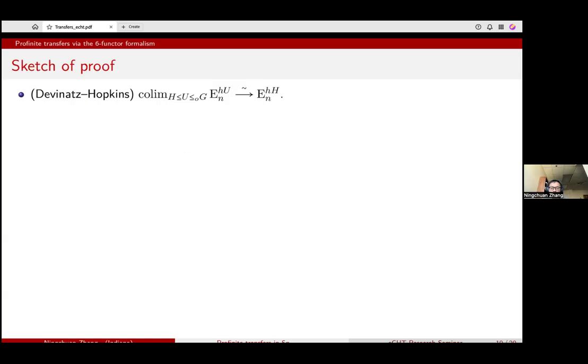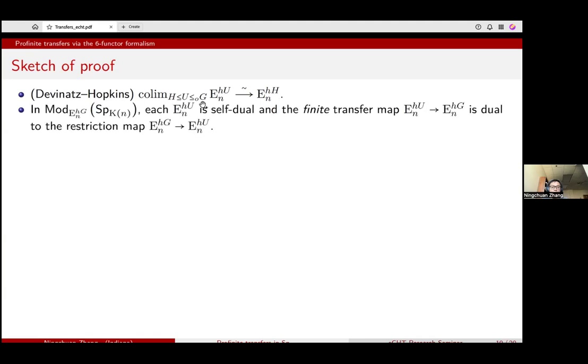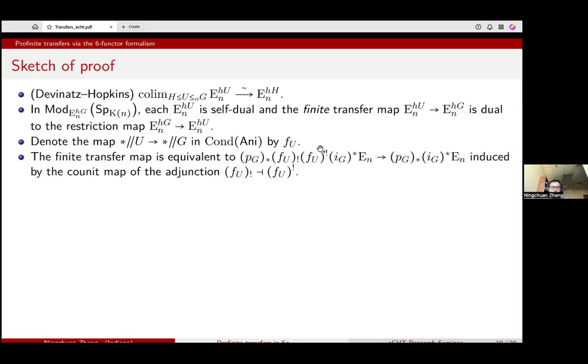So first, similar to what I told you earlier, Devinatz-Hopkins shows that you can approximate E_n^{hH} by homotopy fixed points of open subgroups of G. And in the E_n^{hG} module category, each E_n^{hU} is self-dual, and the finite transfer is dual to the finite restriction map. Now let's denote this inclusion of classifying stacks by f_U. Then the finite restriction map and the finite transfer map are equivalent to the map induced by the co-unit of the Schrick adjunctions.